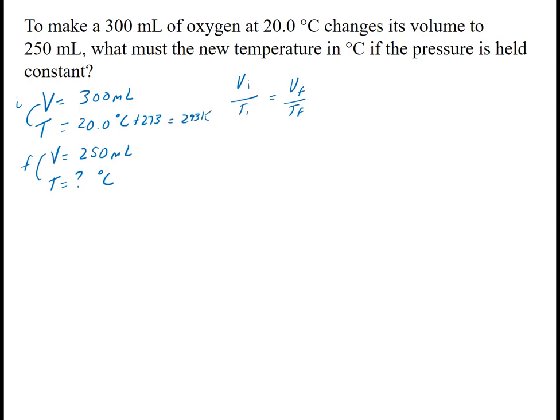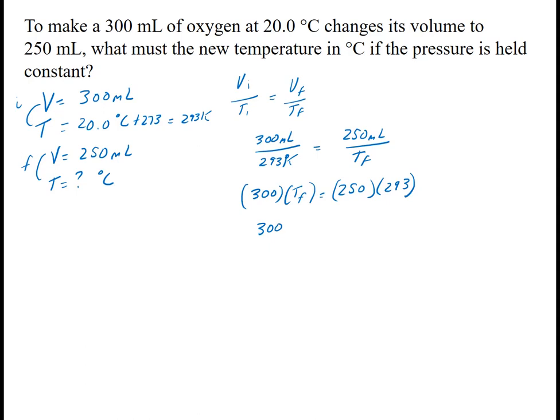Okay. So my initial volume is 300 mLs. My initial temperature is 293 degrees K. My final volume is 250 mLs, and it wants to know what TF is. Okay. If you want to, you may cross multiply here. That would be one way of doing it. So I would get 300 times TF is 250 times 293.